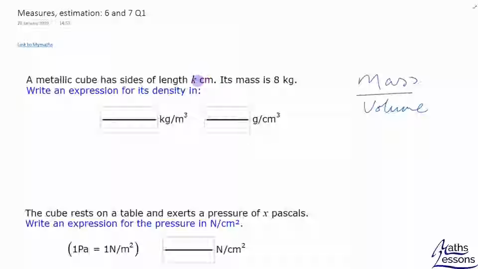Now, a common mistake is to just cube k to get the volume. Well, you'll see this is in meters cubed. So if you put 8 over k cubed, you made a mistake, and therefore you have not allowed for the fact this is centimeters and meters. If one side is k centimeters, then you need to divide that by 100 to get it into meters, and therefore cube that result to get the volume in meters cubed.